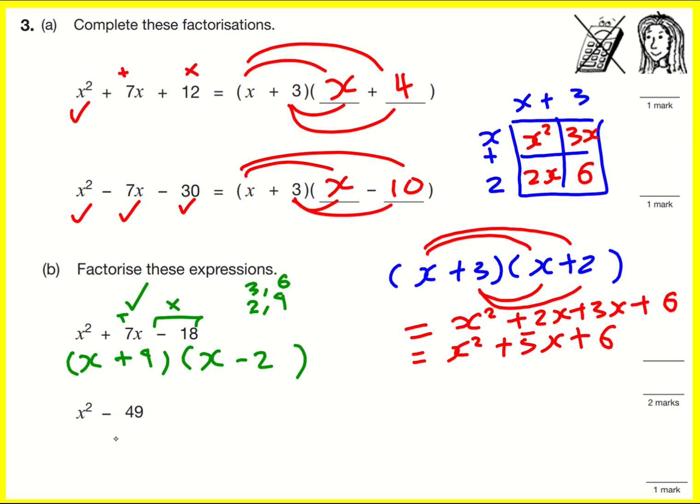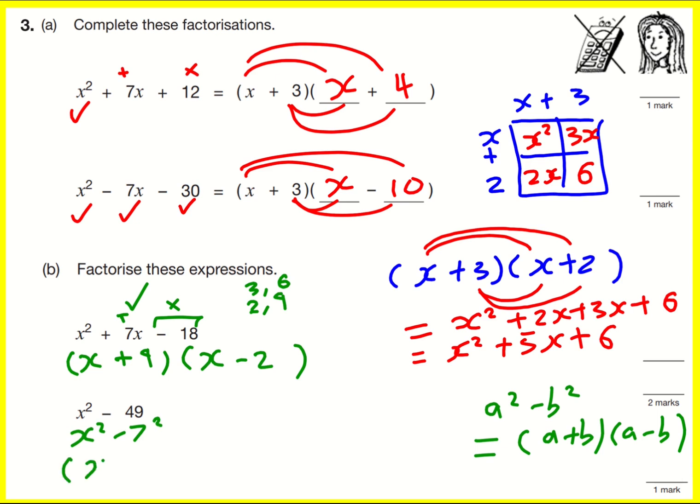Lastly, this is a very special case of the form a squared minus b squared, and it's worth learning this one. This is called the difference of two squares, and you can write it as (a + b)(a - b). Because you get a squared, you get minus ab, but then you get plus ab, and then minus b squared. So in our case, it becomes x squared minus 7 squared. So it becomes (x + 7)(x - 7).